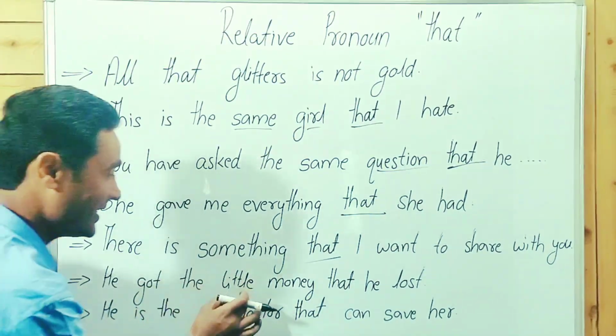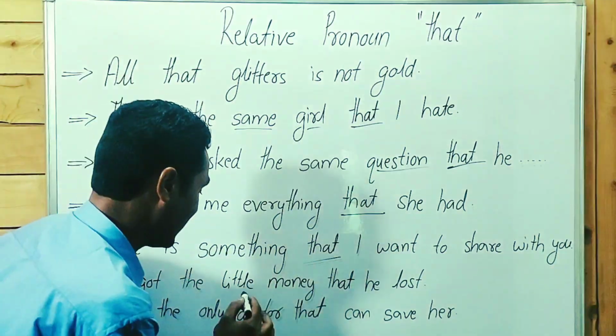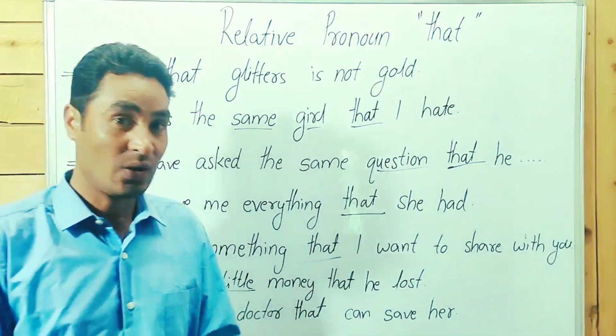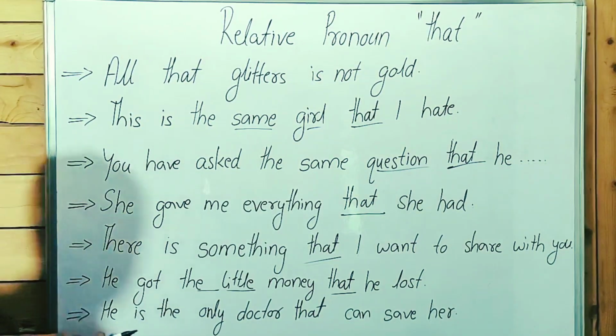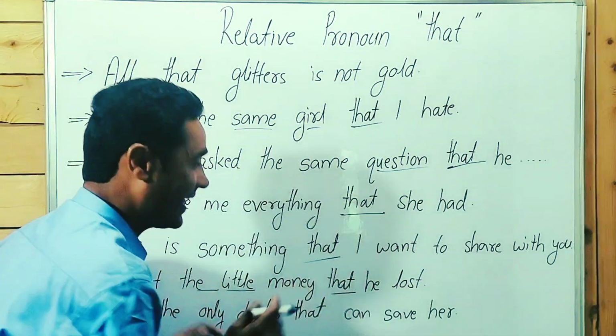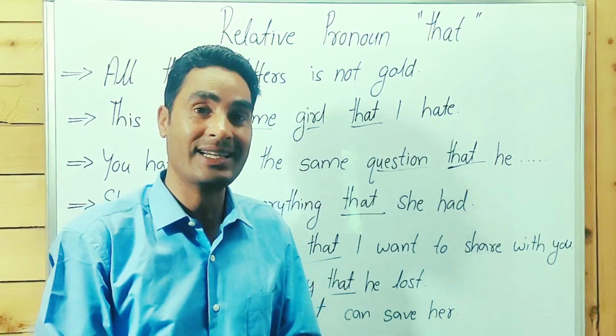He got the little money that he lost. Okay? The little, the few, the same. With them, we use that as a relative pronoun. He is the only doctor that can save her. He is the only doctor. He is the only doctor that can save her.